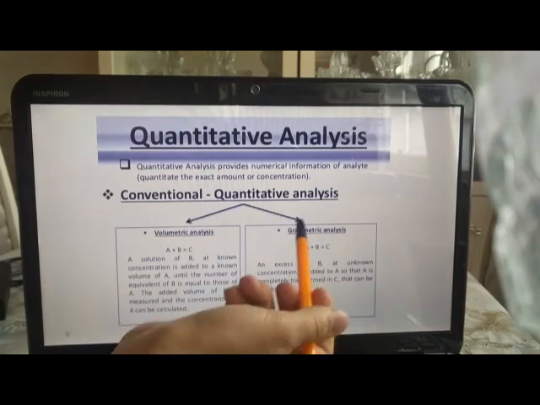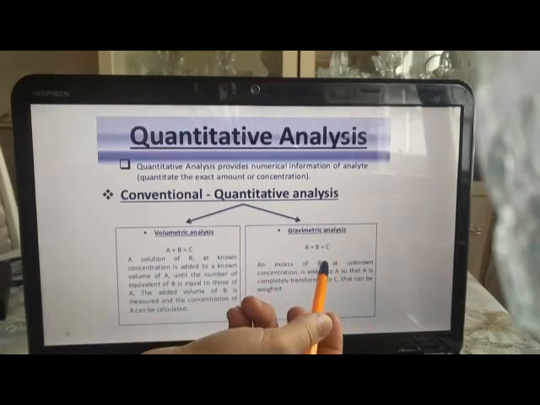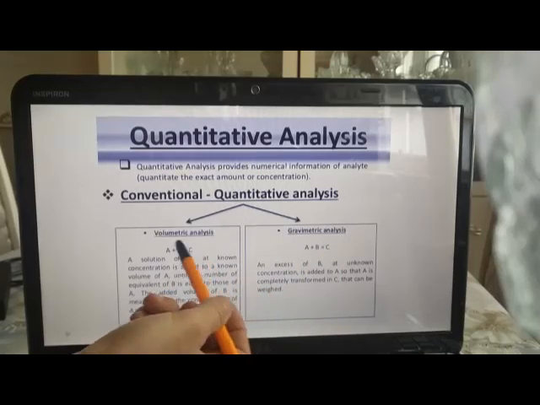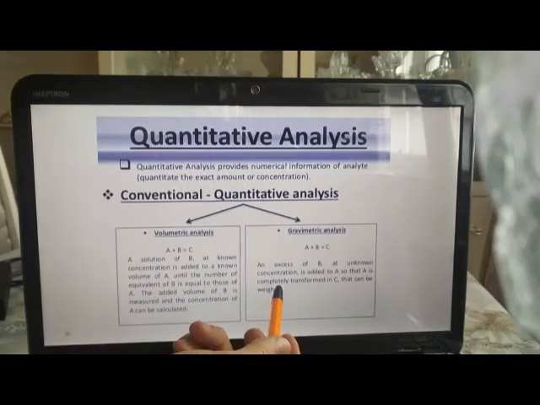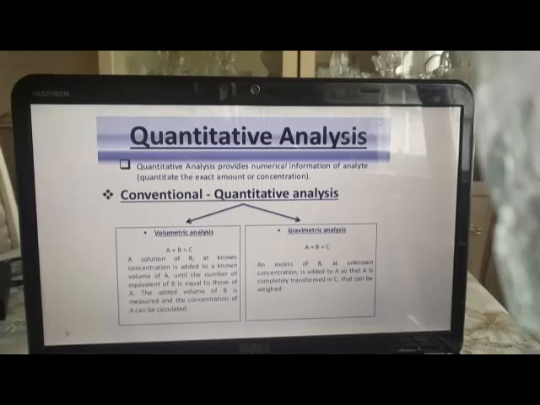Gravimetric analysis is based, as we see, on a chemical reaction like the volumetric analysis. In this case, an excess of B at unknown concentration is added to A so that A is completely transformed into C that can be weighed. The gravimetric analysis, in other words, is based on measurement of the accurate weight, the accurate mass, of the analyzed sample.